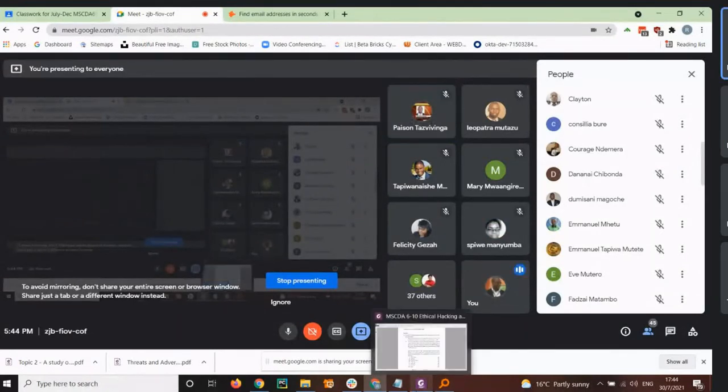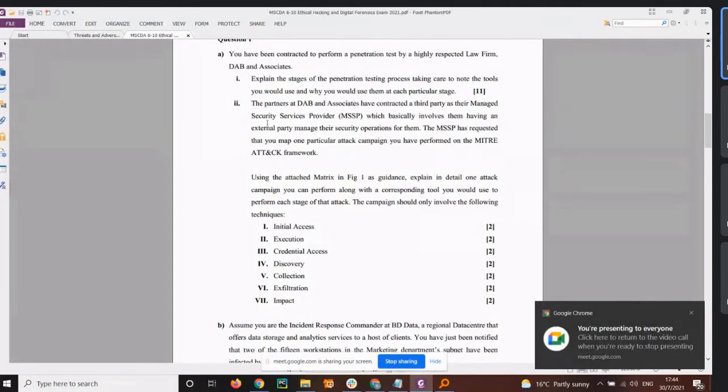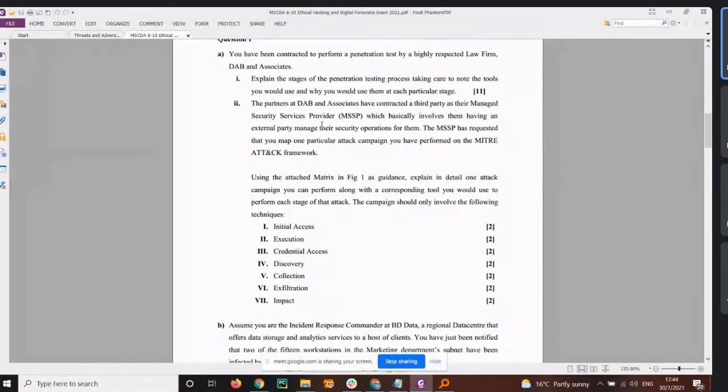All right, that's fine. So I'll move on to the next question. The next question was: the partners at the same law firm have contracted a third party as their managed security services provider, which is basically a company that has an external party manage the security operations for them. You'll find that this concept, MSSP, may not have been covered within the course outline or explained in class. For things that may seem foreign, in the examination you basically get a brief description.